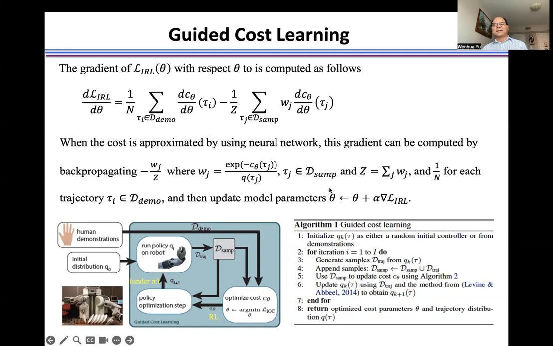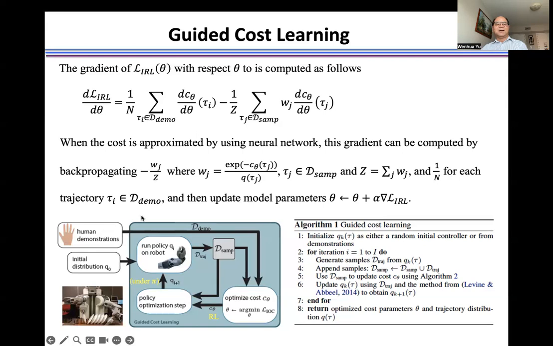Finally, we get convergent model parameters. From the model parameters, we can find the final loss function, and then I use the loss function in the reinforcement learning to find the optimal policy. That's our goal of inverse reinforcement learning.